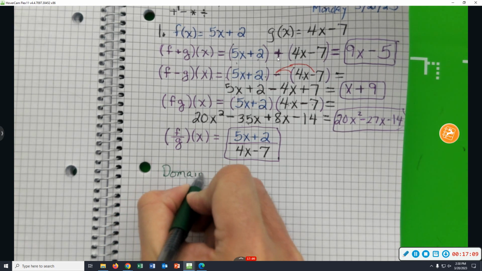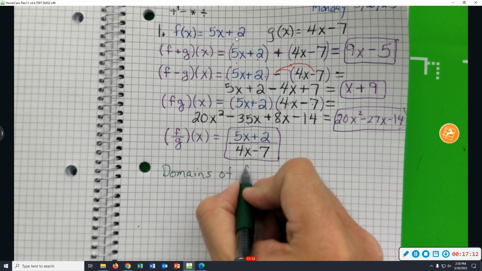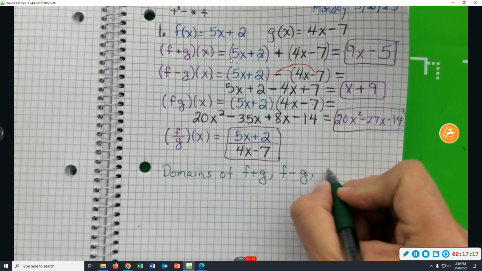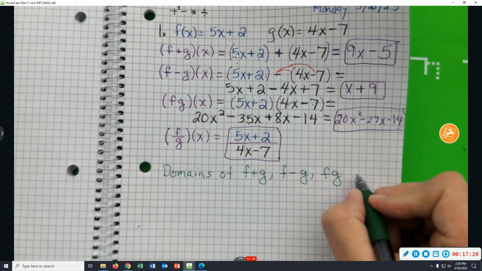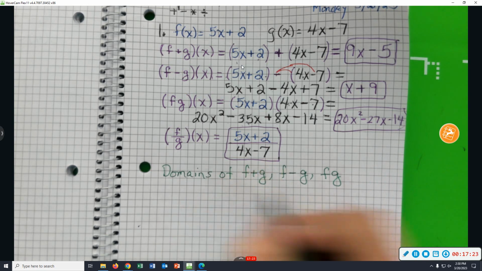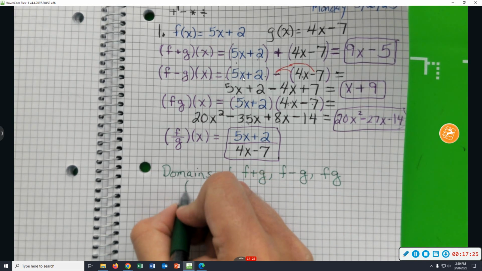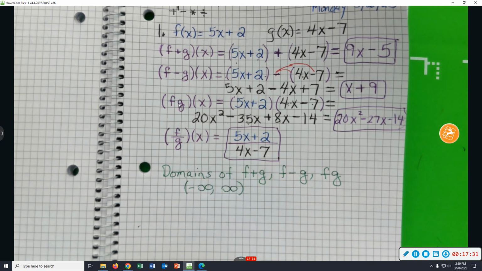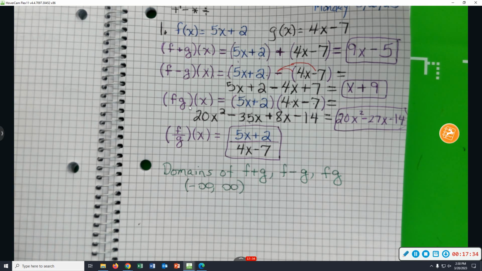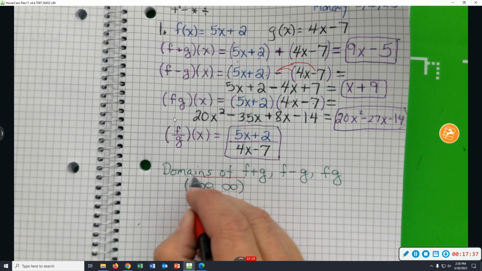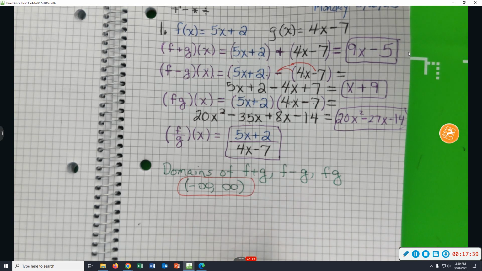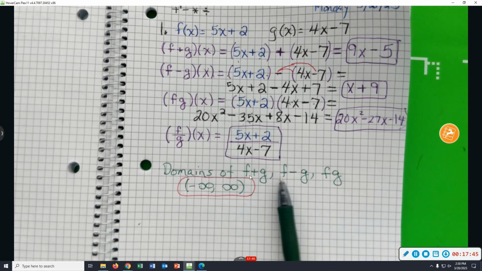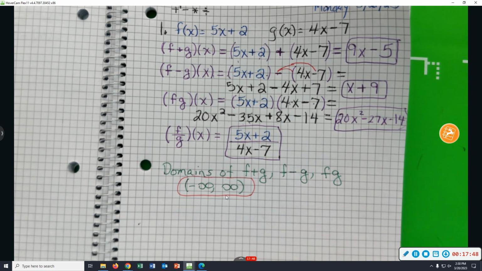What I do is I look through the problem also, and verify that nowhere along the work did you pick up a square root or a fraction bar. Because if you pick up a square root, you could run into the possibility of imaginary numbers. Do you see any square roots or fractions in the work for f plus g, f minus g, or f times g? Say no, you don't see any. In which case, the domain is all real numbers for the first 3.